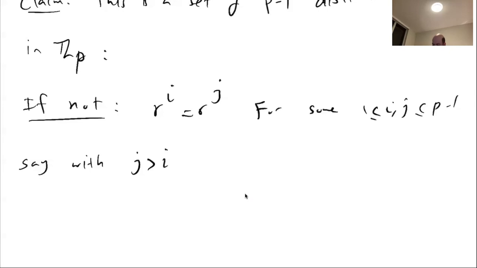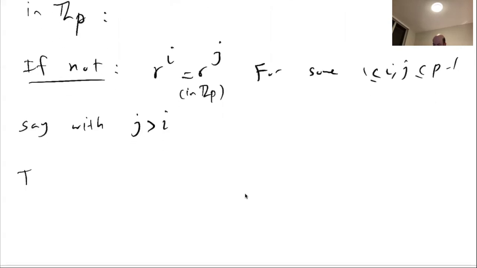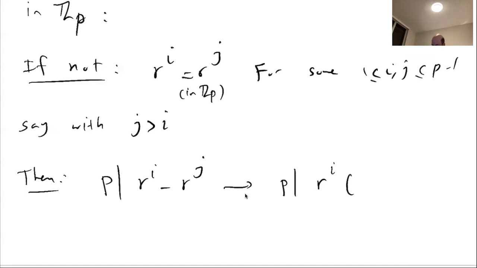So, and everything again is in Z_p. So if r to power i equals r to power j, then what can I say? Then I can say p divides r to power i minus r to power j, the difference between powers of r. And what does that mean? So i is the smaller power, so that means p divides r to power i times 1 minus r to power j minus i.